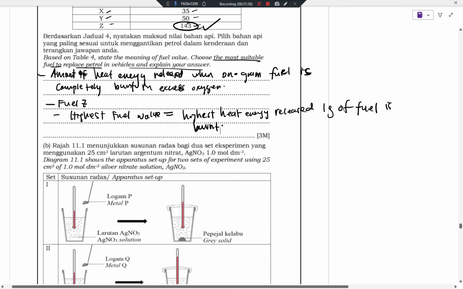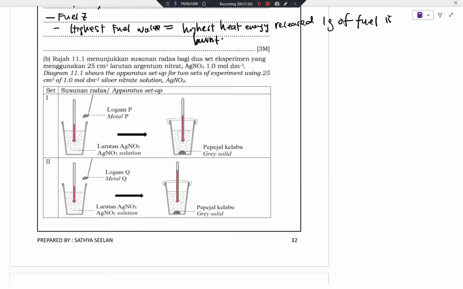ஓகே, நீங்க நிறைய எழுதிட்டேன். Okay, now we got silver nitrate, gray solid. என்ன இது? Apparatus of two set of experiment, silver nitrate solution. Okay, இதுல metal P போடுறாங்க, metal Q போடுறாங்க. ரெண்டுத்துலயுமே வந்து gray solid வருது.